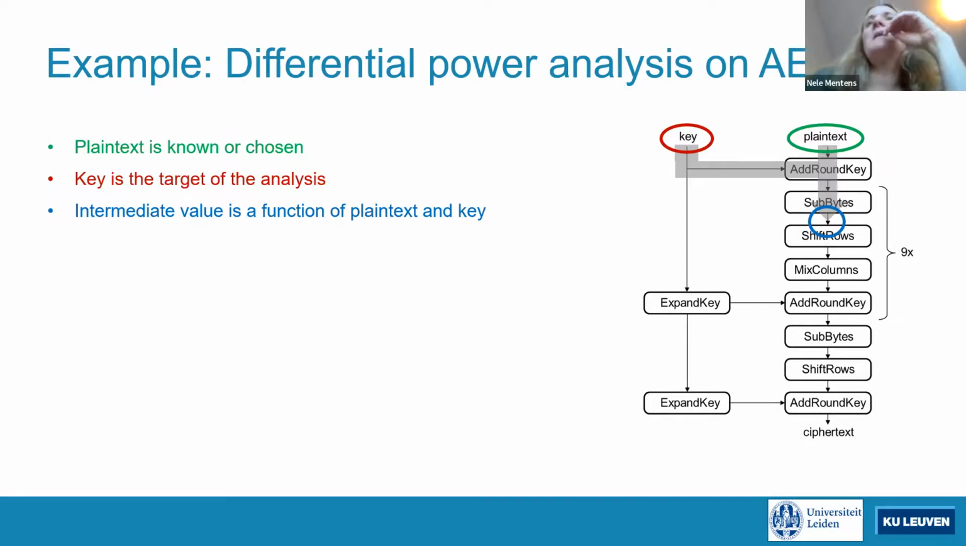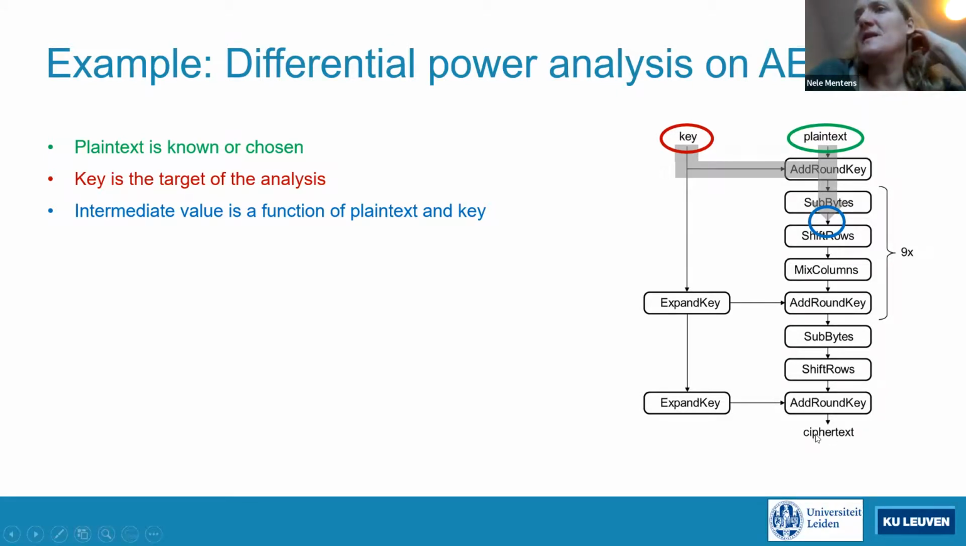So how can we still do power analysis on AES, for example? Like we said, one value is known. In the example that I showed before, it was the ciphertext that is known, and then the key that we wanted to retrieve. In this case, we assume that an attacker knows the plain text, which might be in a real world scenario less relevant.